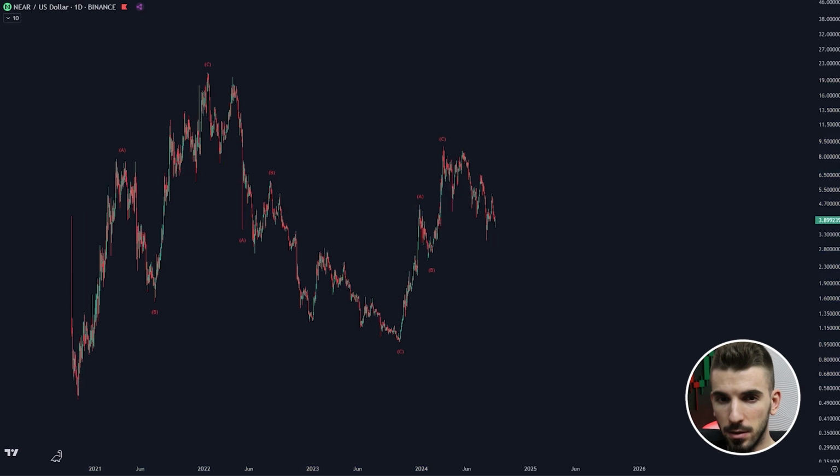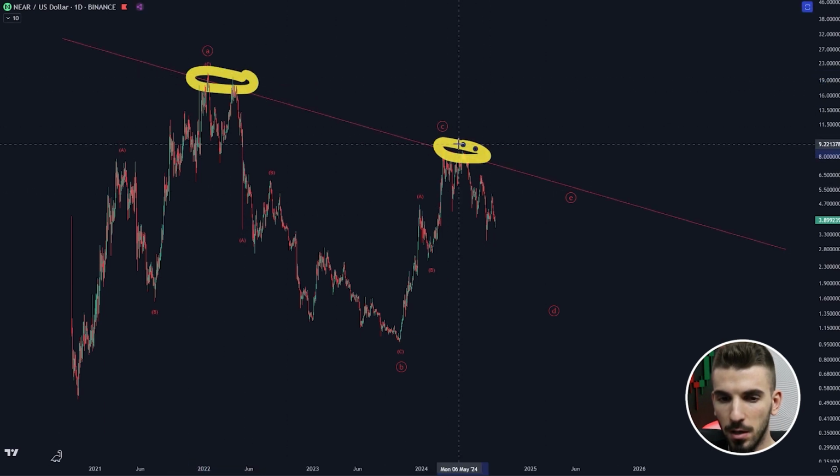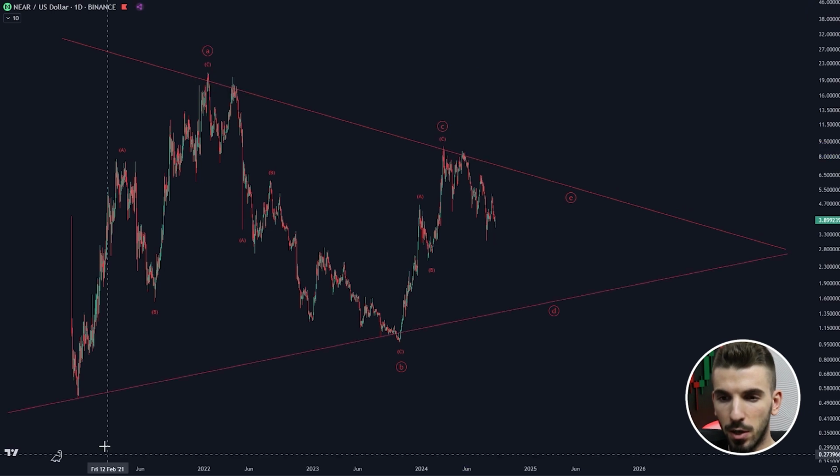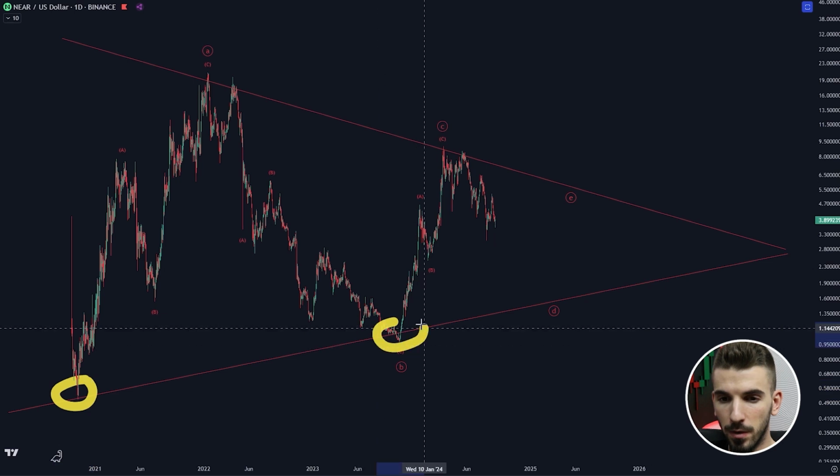I see those 3 waves as an ABC, but I can also see this as a triangle, going on to a D and an E wave. Why as a triangle? Because I will place a trend line from the previous all-time highs to these recent highs, and I will connect the beginning of the chart to the bear market low of the B wave, and we can see that it becomes a triangle.